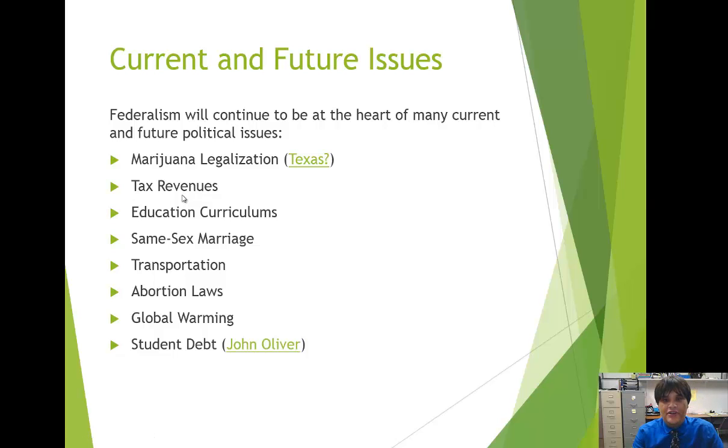Tax revenues. Tax revenues are going to be a huge issue for federalism. How does the state raise certain taxes, and how does it sustain its economy through tax revenues and spending and things like that? Education curriculums. I kind of already mentioned this. We have No Child Left Behind, and we have the Common Core program. How do those national initiatives for a standardized education influence the state's sovereignty to determine its own education curriculum? You have this battle between the federal government and the state government over education.